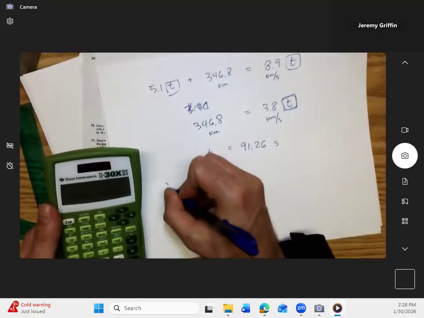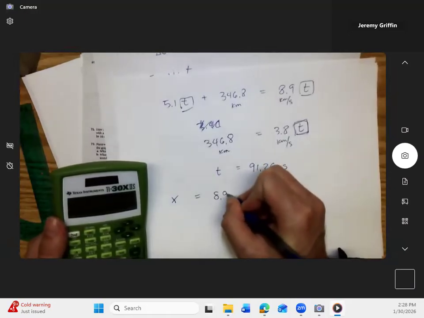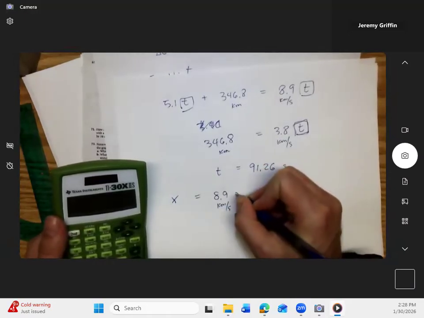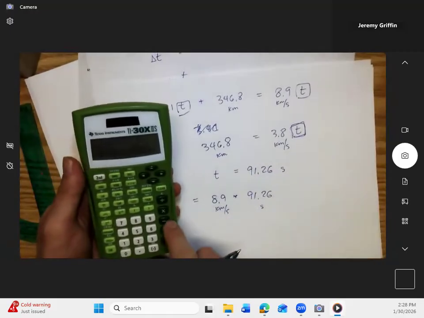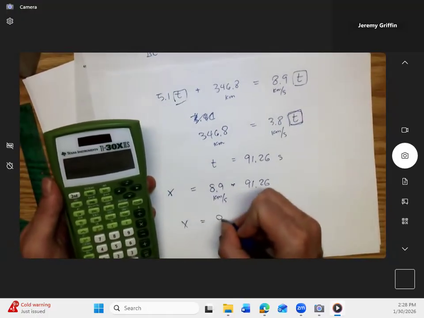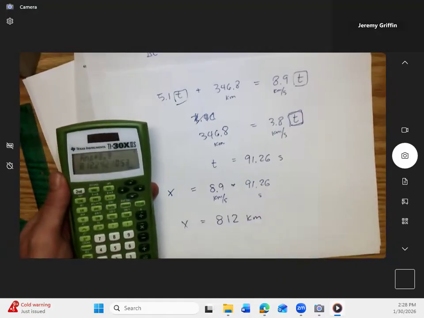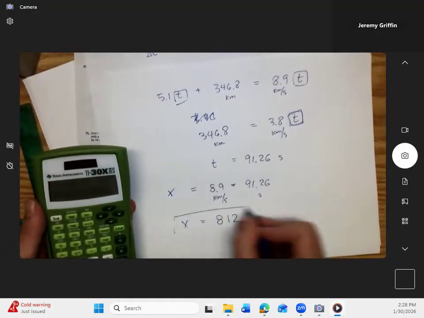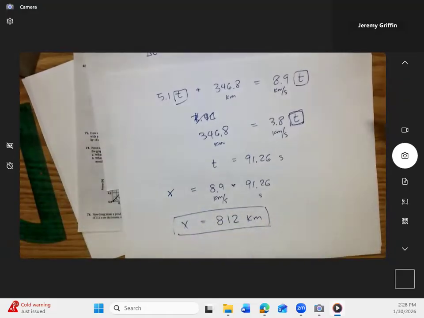There's a few ways to do it, but we got just enough time, so I'll just do it one way. Let's take the faster wave, 8.9 kilometers per second, multiplied by 91.26 seconds. So the answer is 812 kilometers, which is, well, we're in Florida, so that would be like several states away. So a long way away is that earthquake.